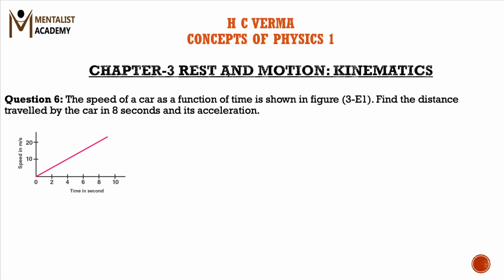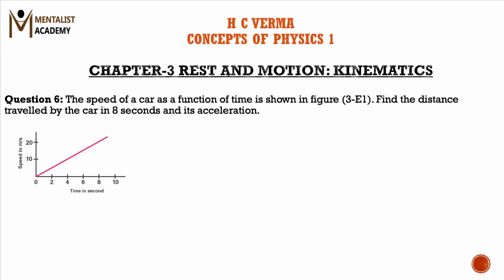We are doing question number 6 from H.C. Verma book Concepts of Physics 1 from chapter number 3 Kinematics. According to the question, the speed of a car as a function of time is shown in figure 3E1. Find the distance traveled by the car in 8 seconds and its acceleration.